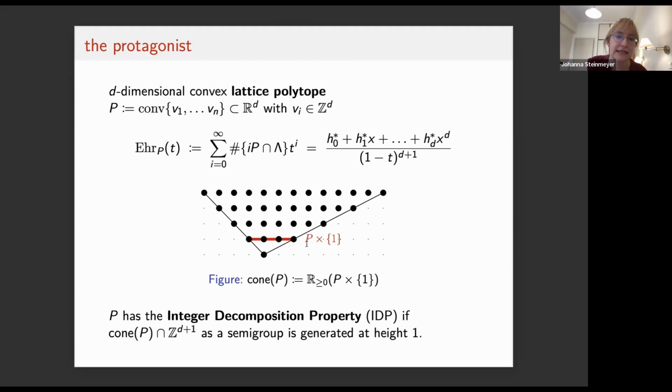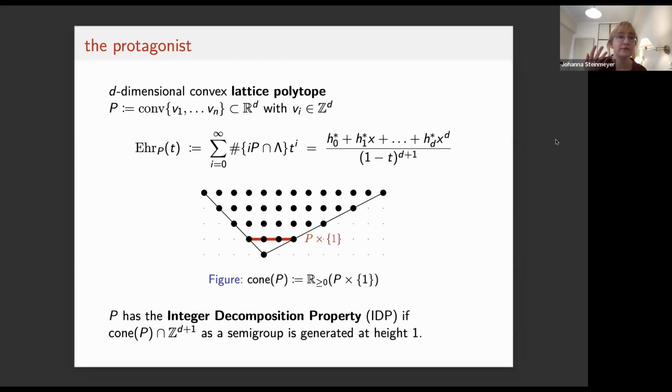Now, this cone intersected with the lattice is going to act as a semigroup just by vector addition. And we say that our polytope has the integer decomposition property, or by abuse of grammar, we say that it is IDP, if this semigroup is generated exactly by the points here in the lattice polytope. Now, every polytope considered in this talk is going to be IDP. So this semigroup is always going to be generated at height 1.